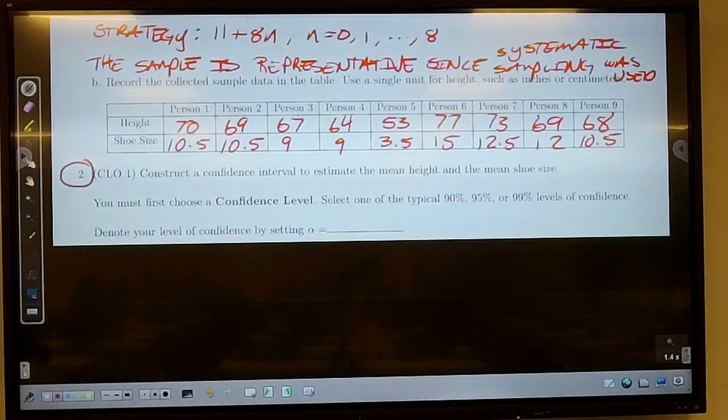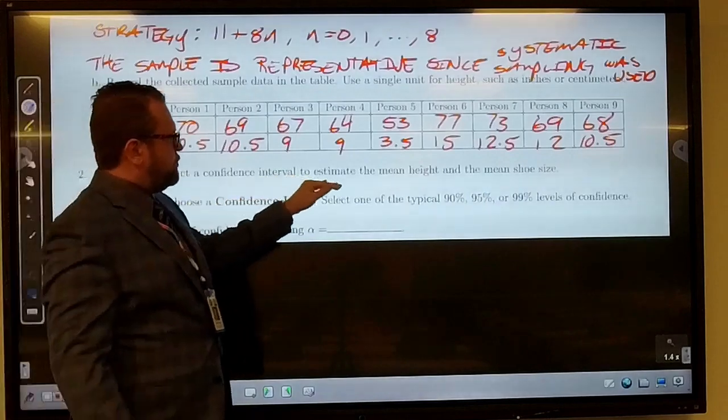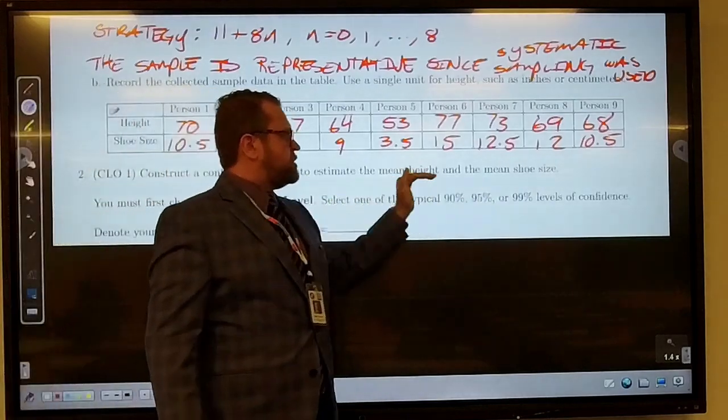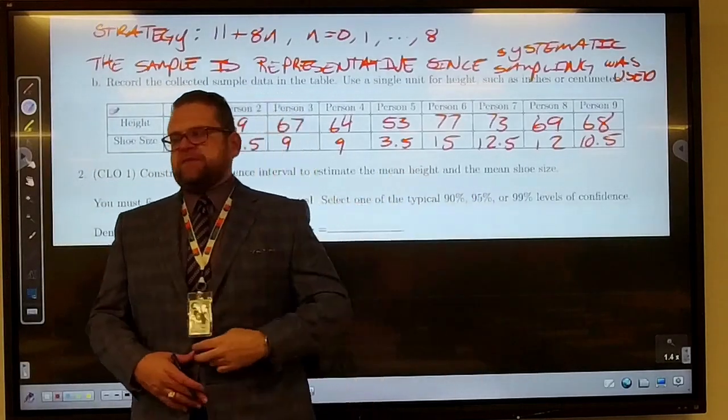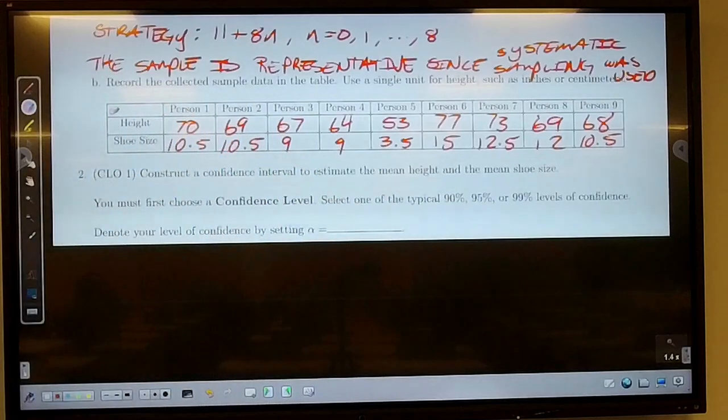Then, in part two, so that was part one. Part one's done. Part two, construct a confidence interval. We're actually going to make several. Construct a confidence interval for each of these two different things, the height and the shoe size. So remember, our objective with this is to give an interval of numbers where we believe the population height and shoe size live.